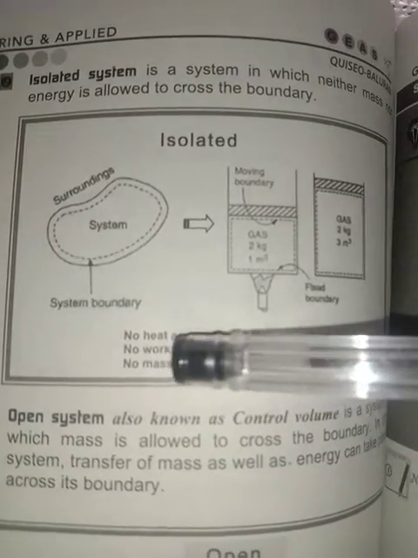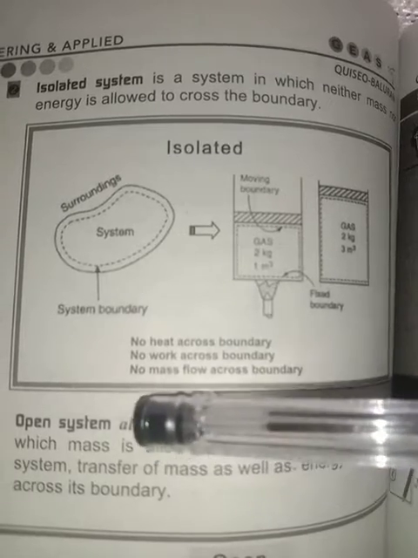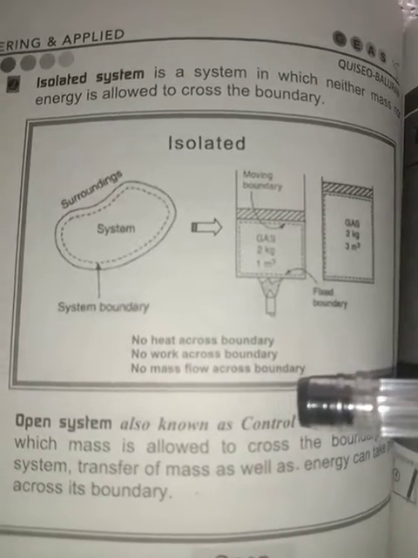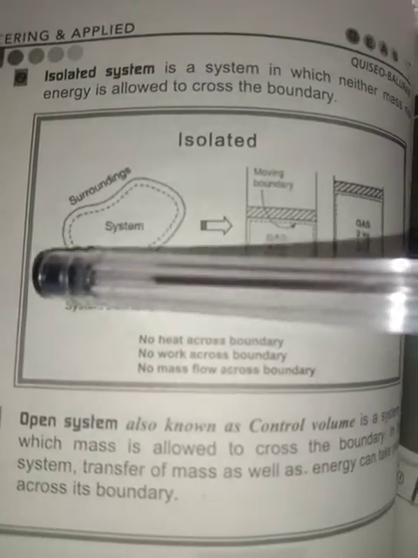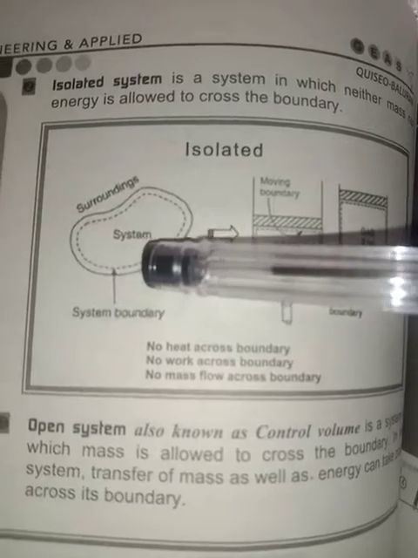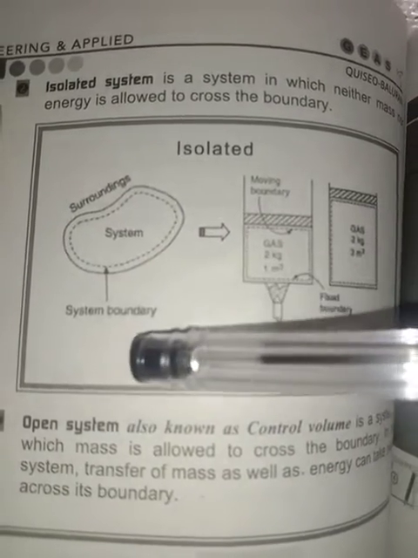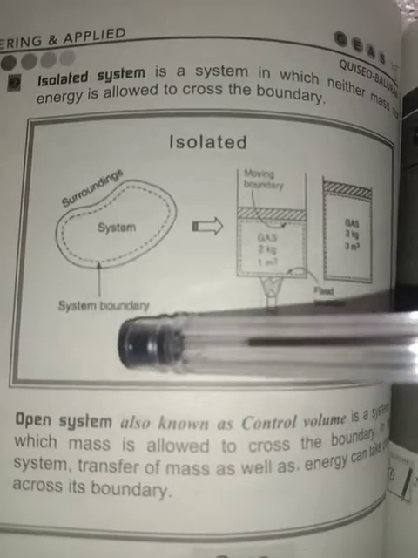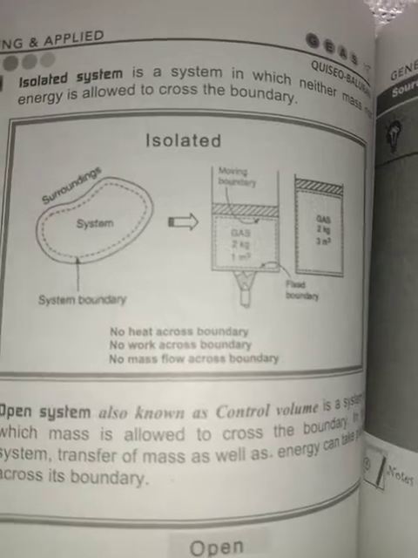First, no heat across the boundary, and the next is no work across the boundary, and then no mass flow across the boundary. So everything cannot enter in this isolated system. So here are the surroundings and the system boundary. So that is the isolated system.